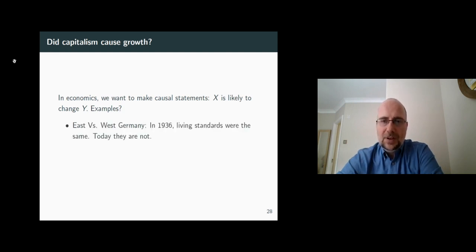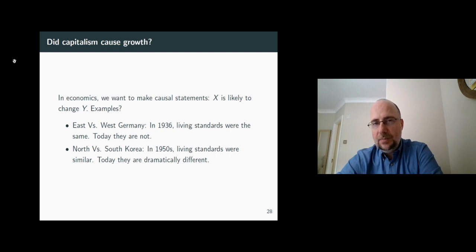So let me give you some examples. In 1936, a few years before East Germany was split from West Germany, the living standards in the two parts of Germany were approximately the same. Today, after more than 45 years of socialist experimentation in East Germany and after 30 years of economic transition back to capitalism, East Germany has not achieved the welfare it had relative to West Germany from 75 years ago.